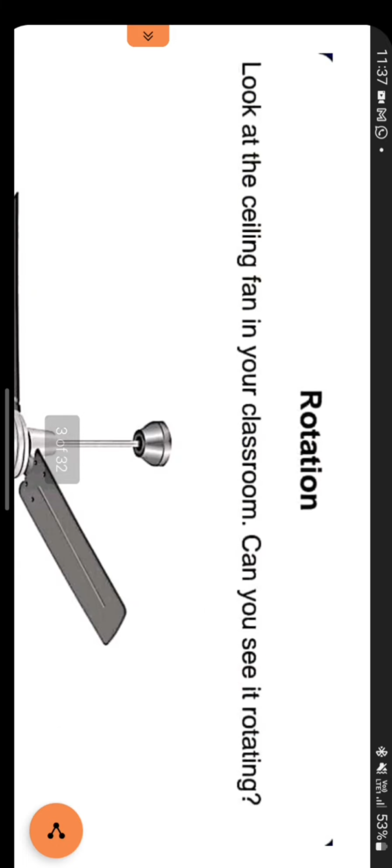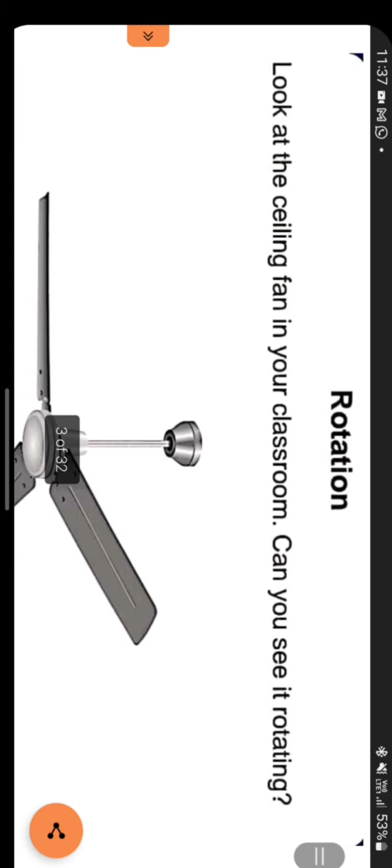Now we have come to a new thing, that is rotation. We have written rotatory motion, but we have not written what rotation is, so better you write it down in the copy. What is rotation? Look at the ceiling fan in your classroom. It is an online class, so I hope there is a ceiling fan at your home. Otherwise a stand fan also works. Any type of fan you have beside you, just focus, and can you see it is rotating?